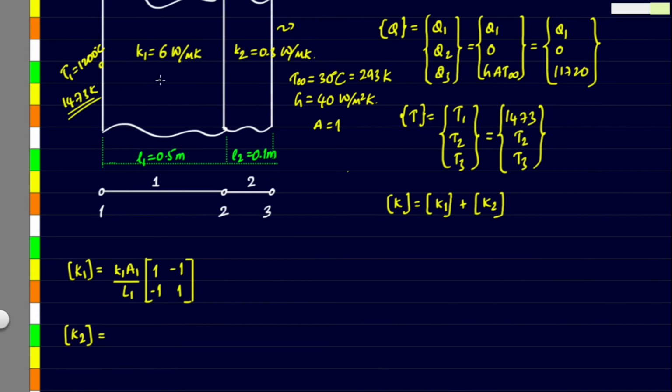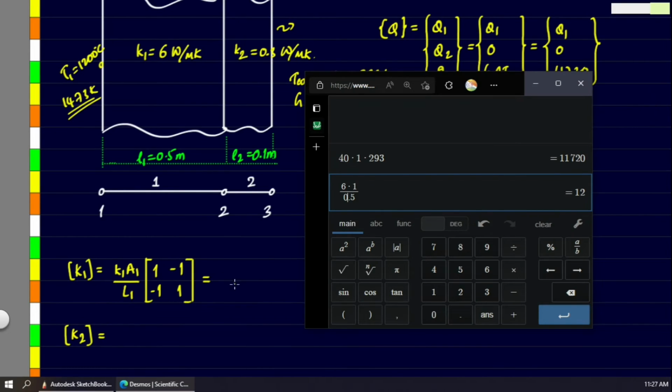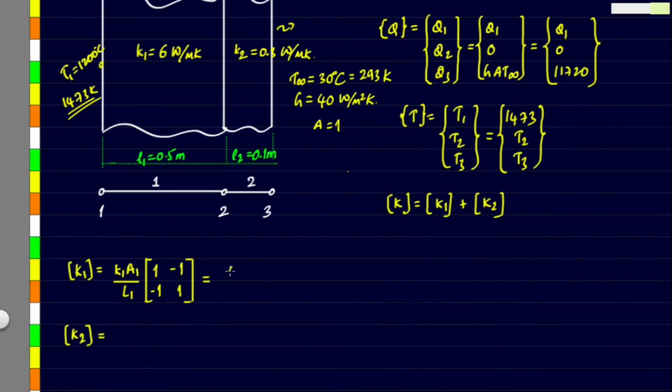Since the first element is only undergoing conduction and there is no convection, this is the local stiffness matrix for it. Calculating the value, we get 12, which needs to be multiplied on the inside. So this is the local thermal stiffness matrix for element 1.